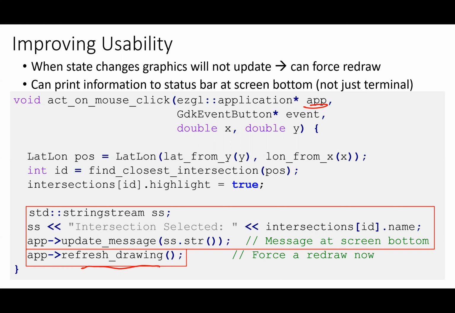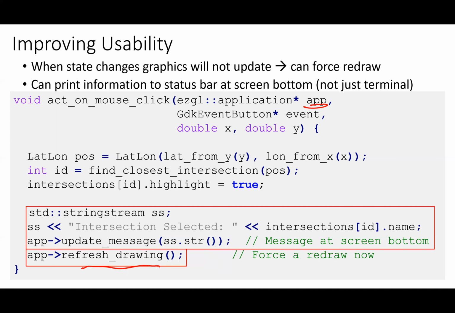I'm showing a little more change here as well. Right now I'm printing the intersection ID to the terminal. It's useful for debugging, but this is not very user-friendly. I should probably print the name, not the ID. And if I can print it in the graphics, it's going to be nicer than printing it to the terminal.